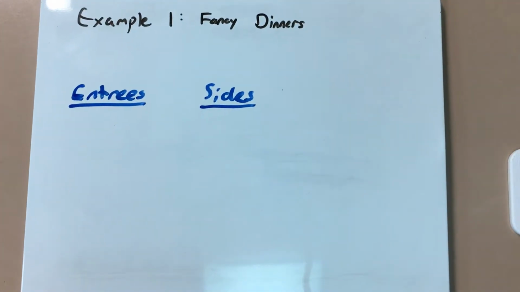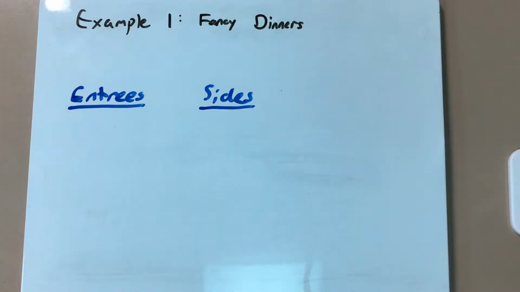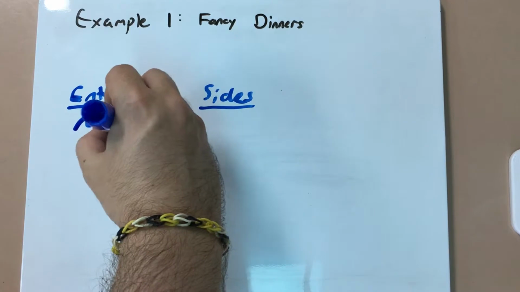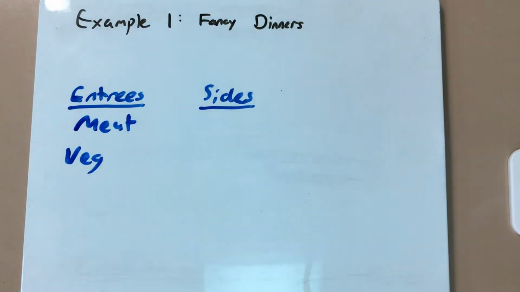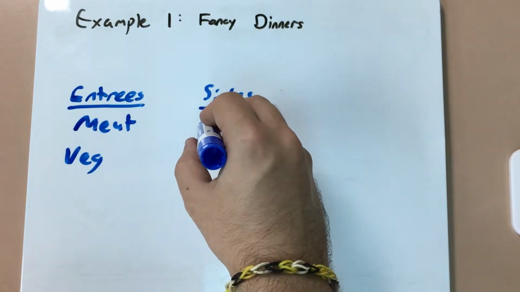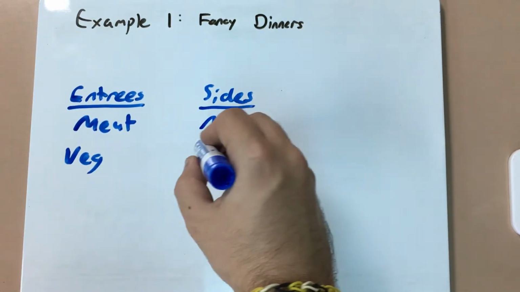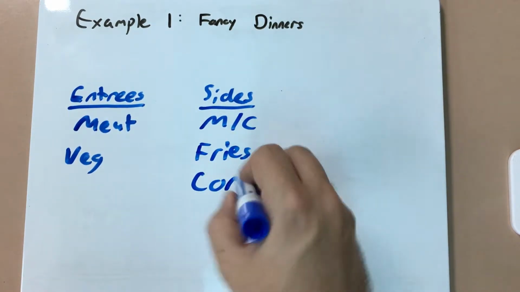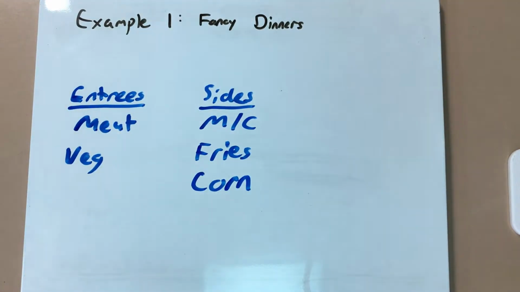And the first example I'll use of this is going to a fancy party where you get a dinner and you look at the menu and you're just like, wait, what's going on? There's only like 4 things on here. Because usually, these fancy dinners will let you choose, for instance, let's say a meat or vegetable entree, and then for your sides, you'll get to choose between like mac and cheese, fries, or corn, or something like that.